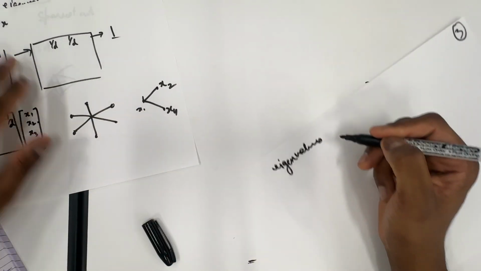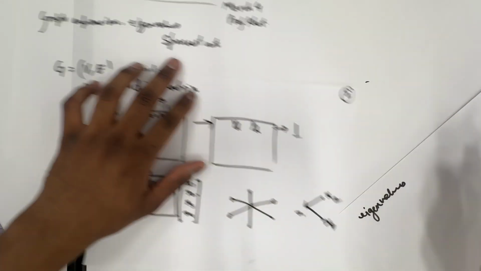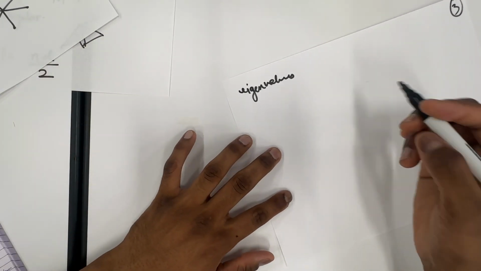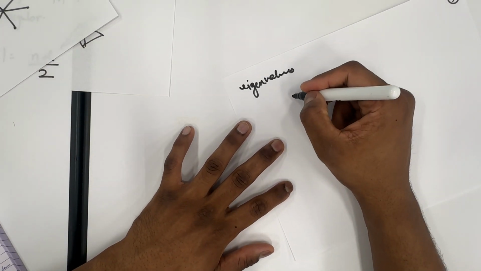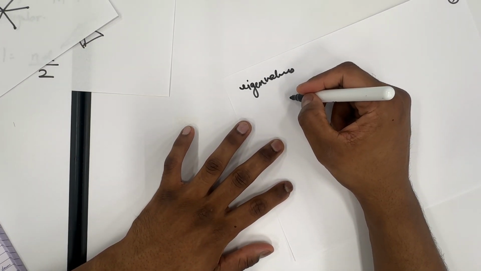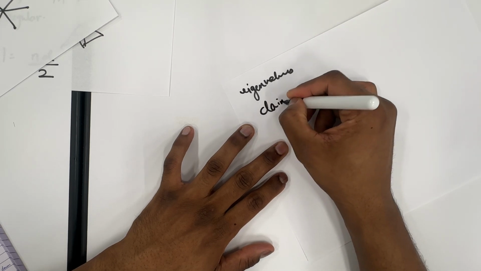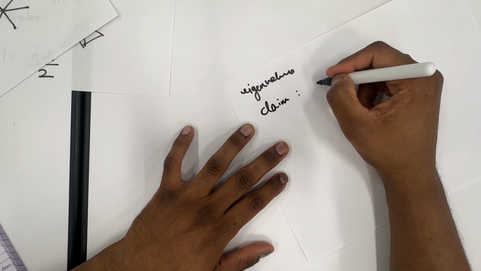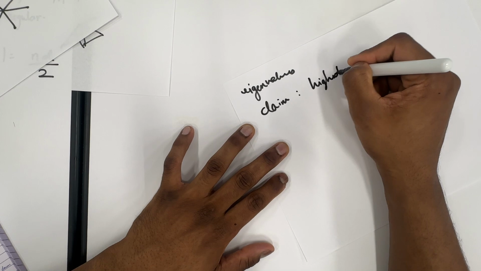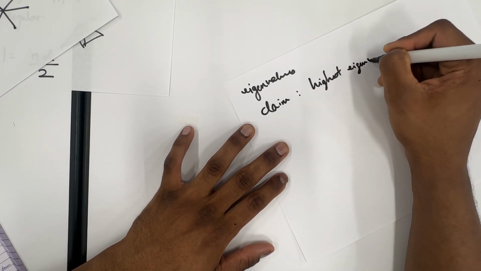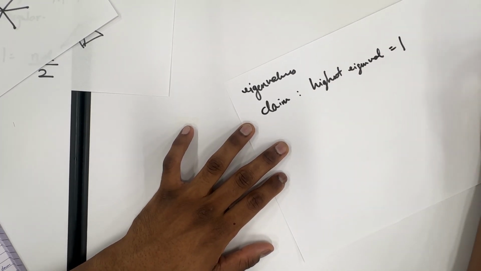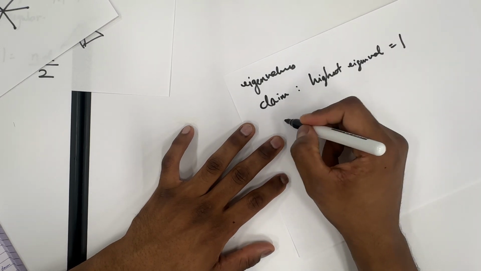Remember, I said eigenvalues, right? So let's look at eigenvalues. Now, if you think about it, my claim number 1 is that the highest eigenvalue of the adjacency matrix is 1. Okay, that's a strong claim. So let's see how this happens.